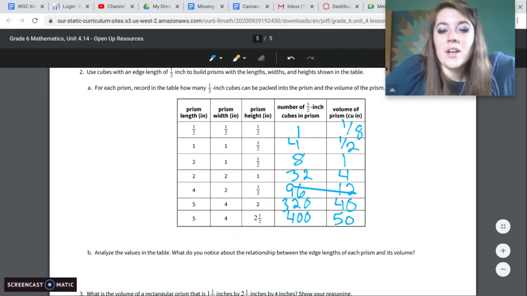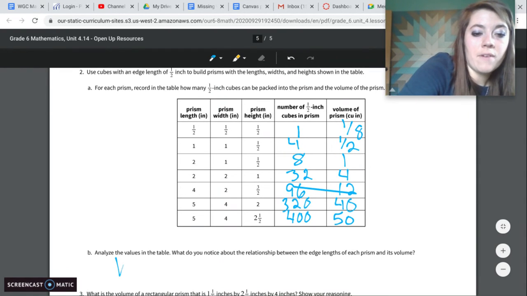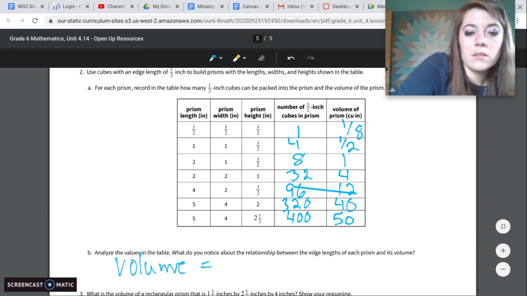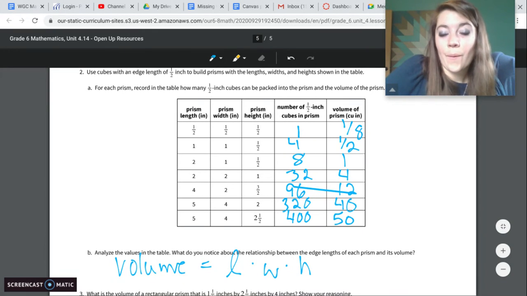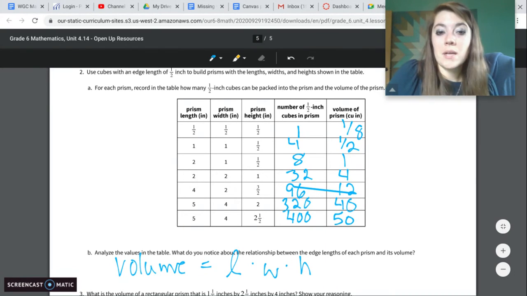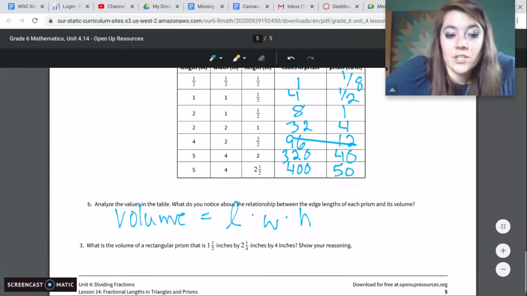All right, so what do you notice about the relationship between the edge lengths of each prism and its volume? You should notice that volume equals length times width times height. We know this, so that's why this was a little bit easier. We already knew how to find volume. We're multiplying the 3 dimensions, so length, width, and height, together to get our solution. The same holds true when we're dealing with fractions.